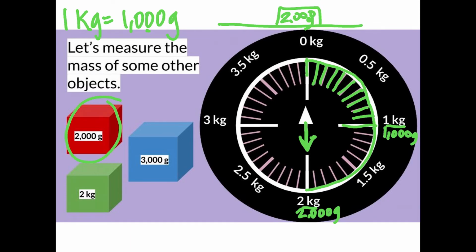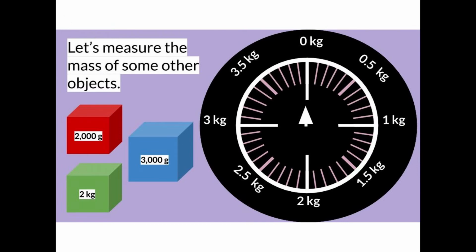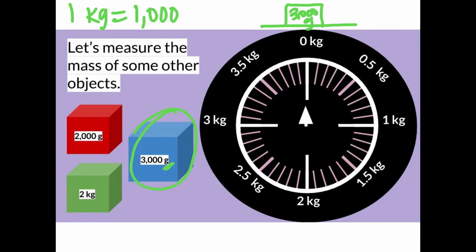Okay, let's do 3,000 grams. So I'm going to put my box on there. It's 3,000 grams. I'm going to make sure that I know what unit I'm trying to find. All right, again, 1 kilogram equals how many grams? Can you guys tell me? How many grams are in 1 kilogram? 1,000 grams.